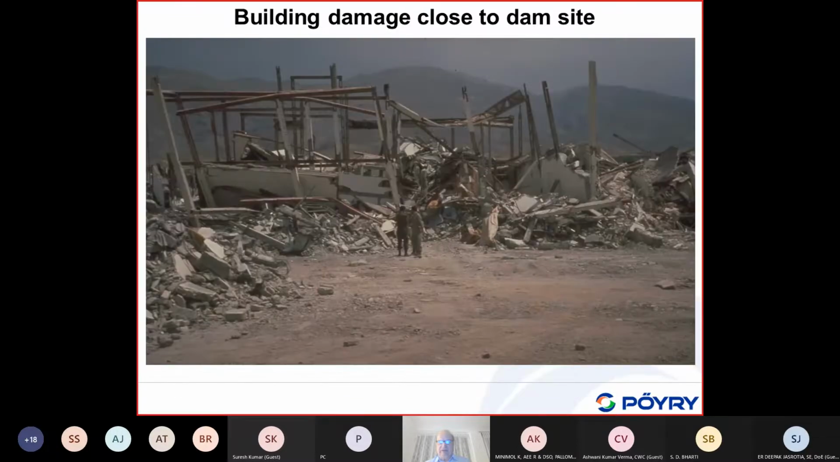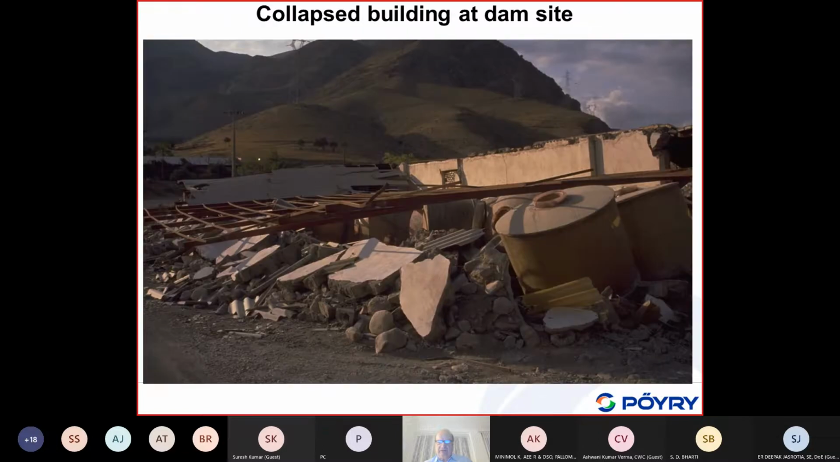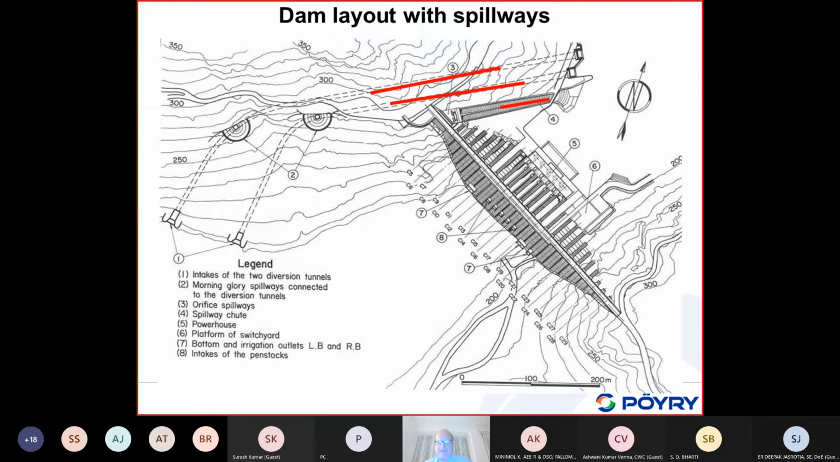Okay, these are just a few photos which I took when we traveled to the dam site along the roads. Okay, basically these structures, you know, they are a poor quality structure, and I would say mainly non-engineered structures which collapsed.